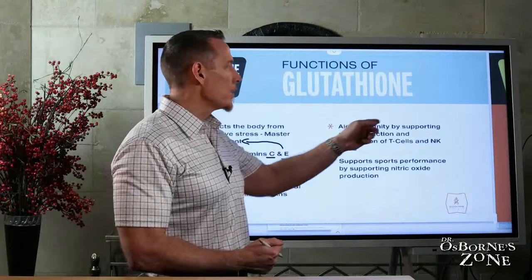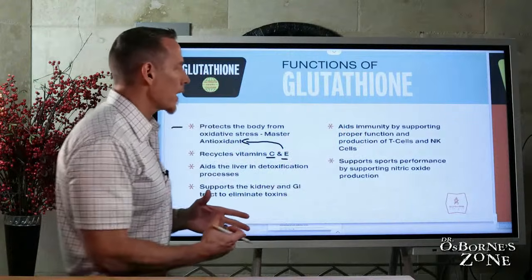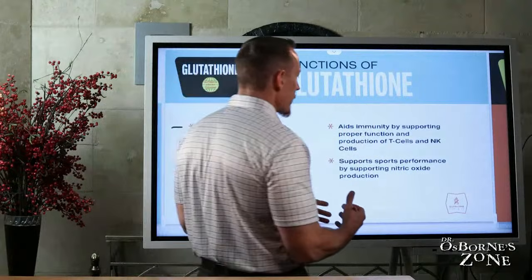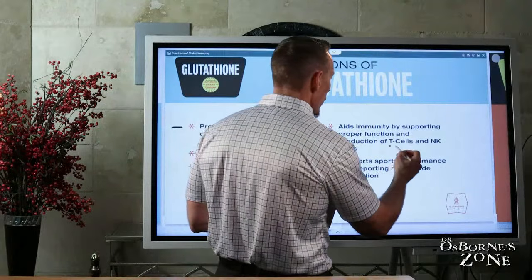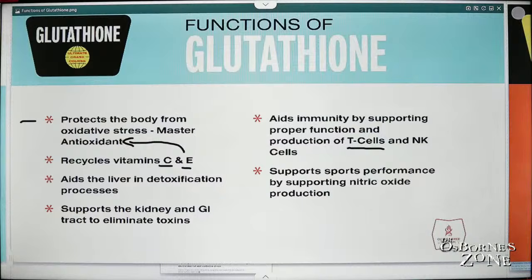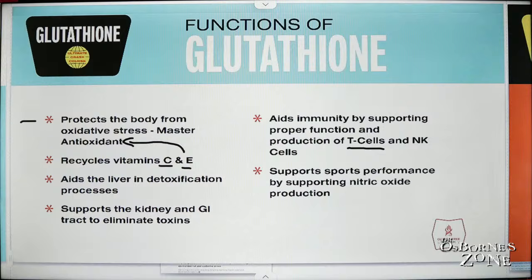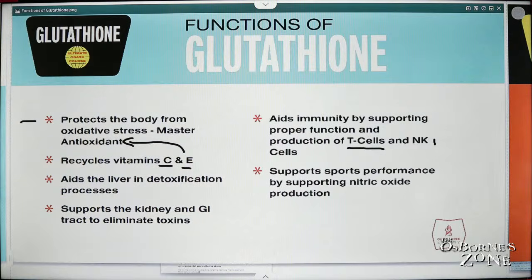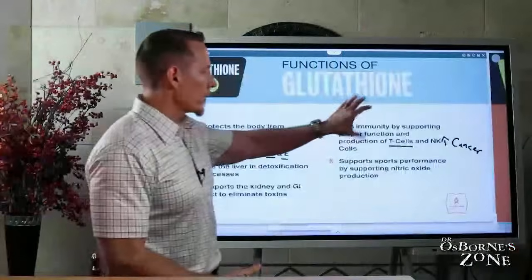But it also aids the immune system. Research has shown that glutathione actually helps in the production of a type of immune cell called a T cell. It helps them work more effectively and more efficiently. It also helps to increase the level of something called natural killer cells, NK, that's natural killer. These are the types of cells that help us fight cancer, right? So glutathione, very important in that regard.